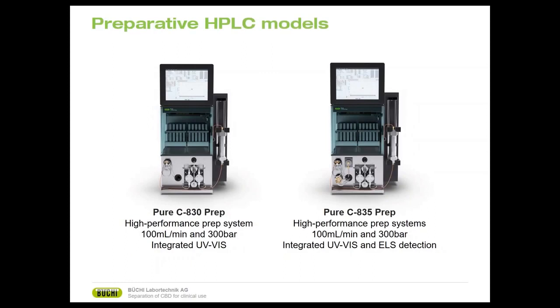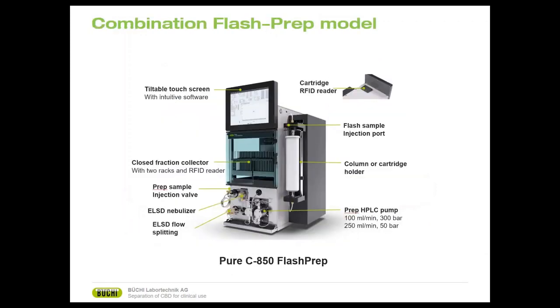These two models are the preparative HPLC models of BUCHI, and again, 830 is the UV only, 835 is the UV plus ELSD. I can tell that the maximum amount given to the prep system is 1 gram. So this system is not for high amounts, but for purifying very expensive but very small quantities. And this is the combined model. The 850 model is flash prep, which means in one device you can have flash and prep.